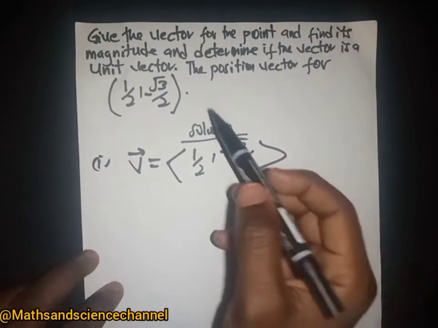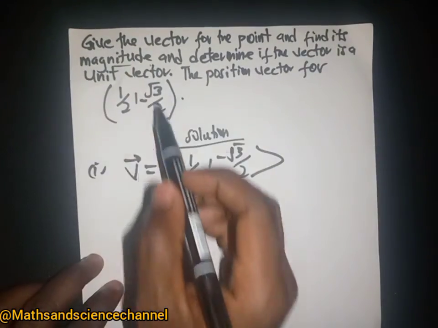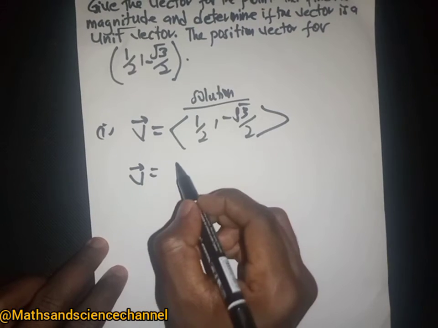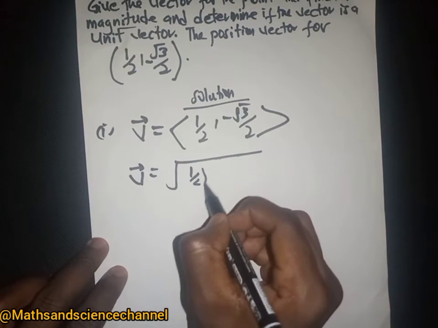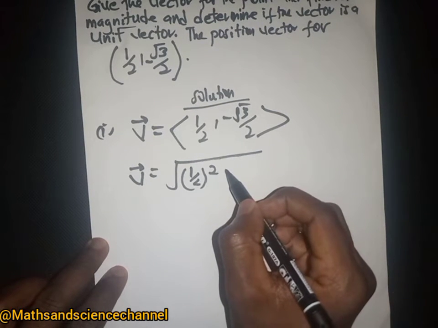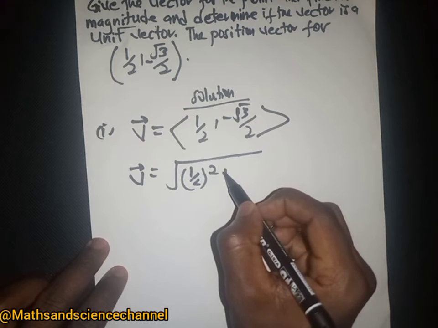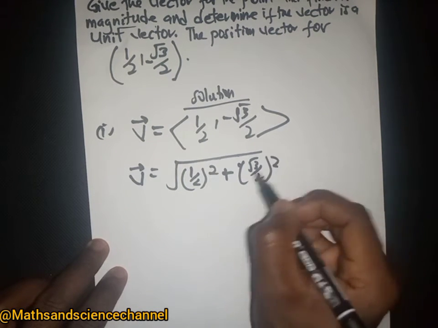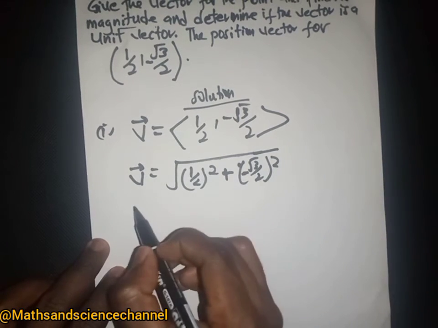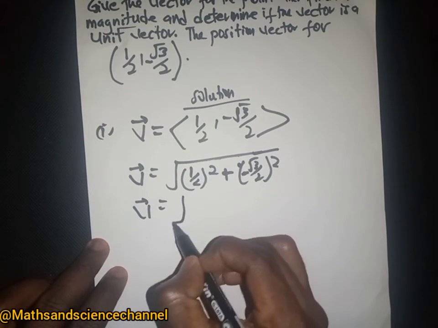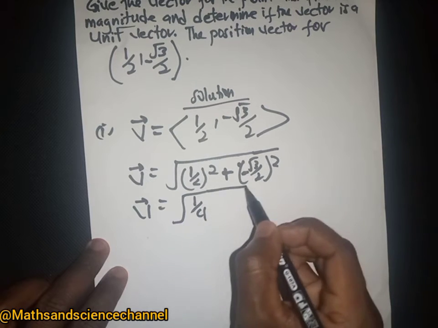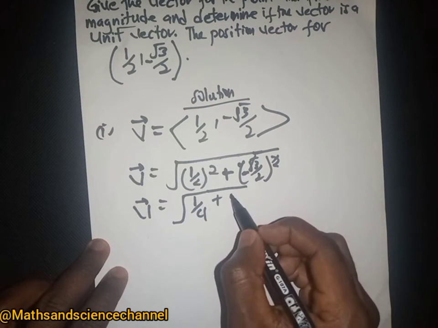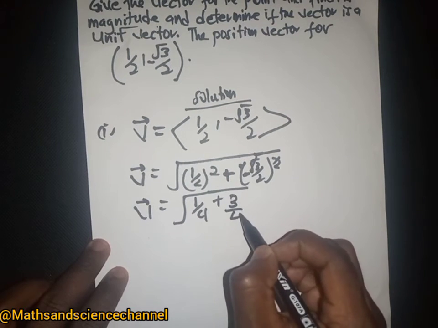Now the second part says find the magnitude, right? So we have to find the magnitude of this. The magnitude is just equal to the square root of 1 over 2 squared, plus root 3 over 2 squared, remember it's negative, right? So we have 1 over 4, plus, the negative goes away, 3 divided by 4.